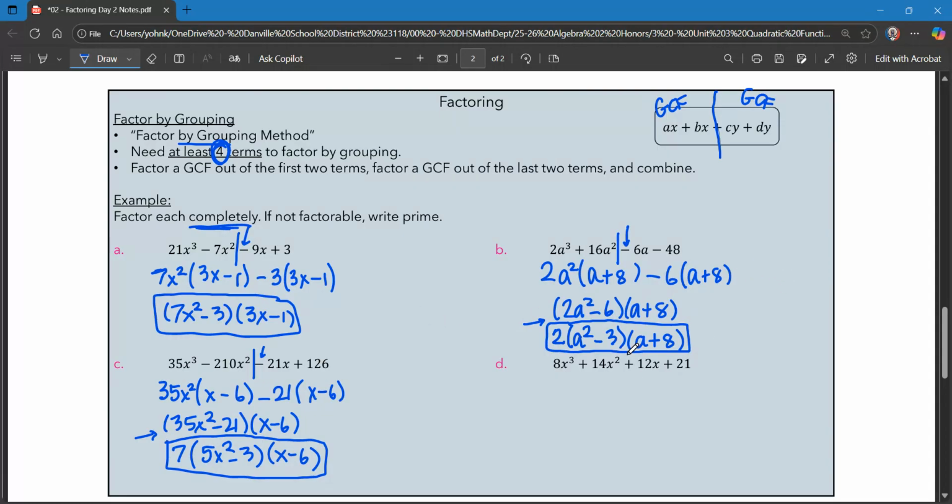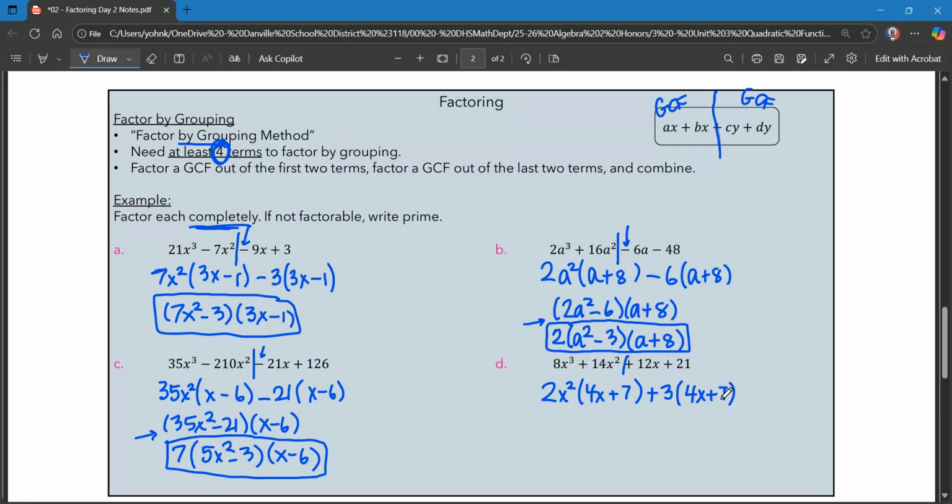Okay, last one, split it in half. GCF in the first two terms is going to be a 2 and an x squared. That's going to leave you with a 4x plus 7. Then nice, that middle sign is a plus, so I'm going to factor a plus value out, or a positive. Between 12 and 21, you can factor a 3 out. That's going to leave you with 4x plus 7.